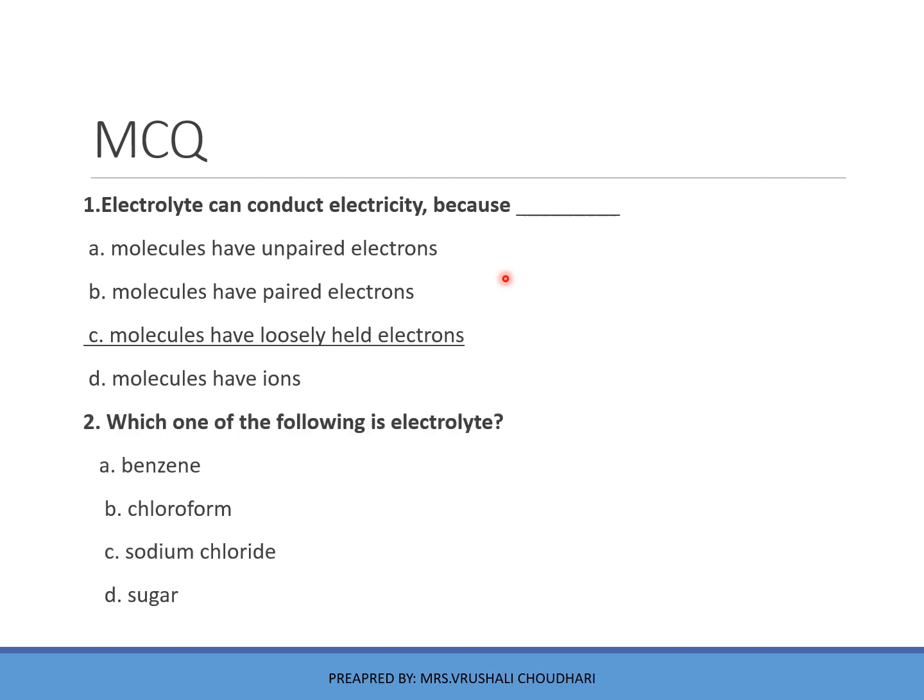Which one of the following is an electrolyte? Benzene, chloroform, sodium chloride, sugar. Which is the ionic compound which is formed between metal and non-metal? That is sodium chloride. It is an ionic compound, an electrovalent compound. So when it is dissolved in water, it will form positive and negative cation and anion and become a conductor of electricity. Therefore, it is called an electrolyte.